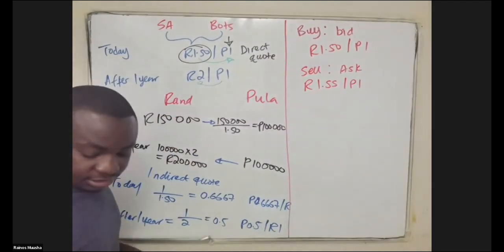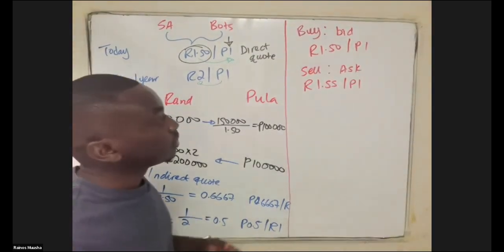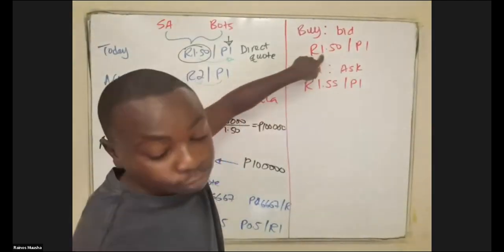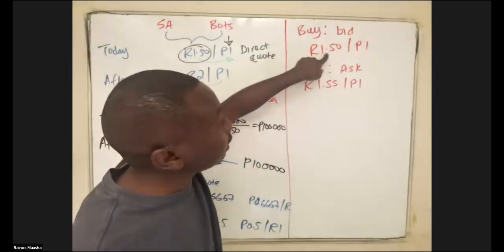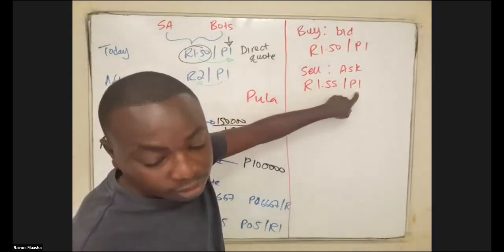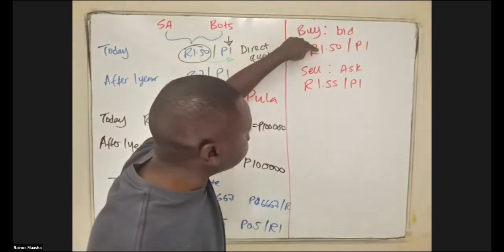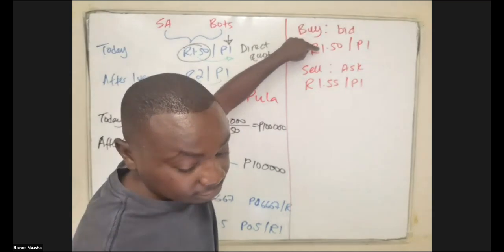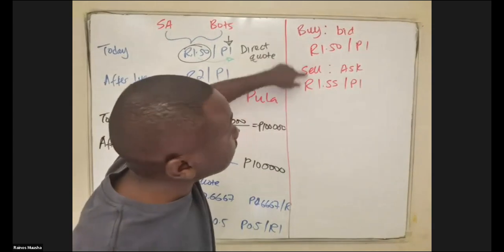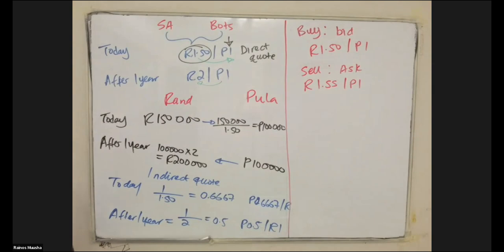So the bid-ask spread is basically how banks are able to make money. Because if you come to them and you say you're selling foreign currency, they'll buy it from you at a lower price. So they'll buy it from you at a price of 150. And if you say you want to buy the pula, they'll sell it to you at a higher price. So the difference between the price that they're buying at and the price that they're selling at, from the bank's perspective, is what we refer to as the what? Bid-ask spread. So that's basically how the banks make money.